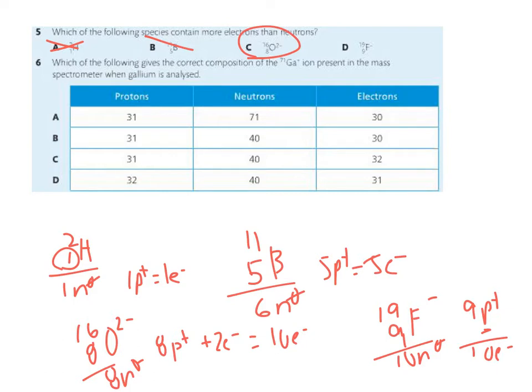Number 6, which of the following gives the correct composition of the gallium-71 positive ion present in the mass spectrometer when gallium is analyzed? So if I look at gallium, I see that gallium is number 31. So I took 31 from 71, which lets me know there's 40 neutrons. I know there's 31 protons, and because it's a +1, there should be 30 electrons. So B should be my correct choice.